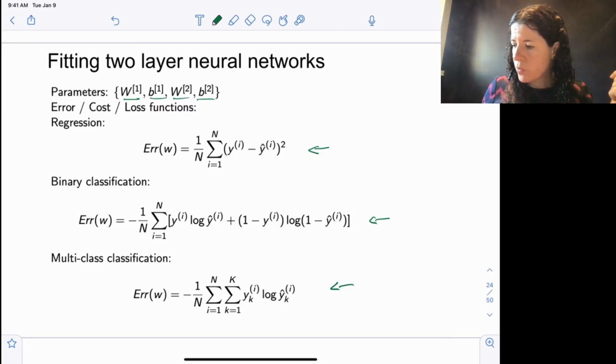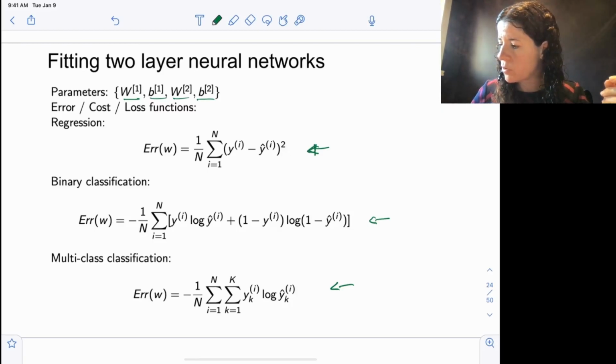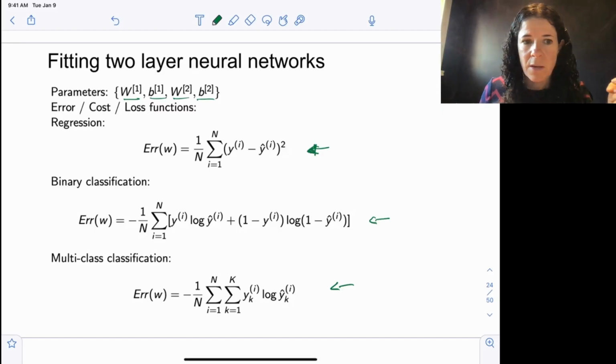So what I'm going to do right now is go through the process of deriving the gradient descent equations for a two-layer neural network in the case of regression. Then I'll leave the binary classification for homework. It's a bit more complicated, but it's a good exercise. Okay, so let's do that.